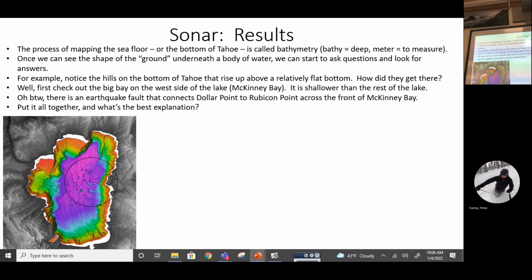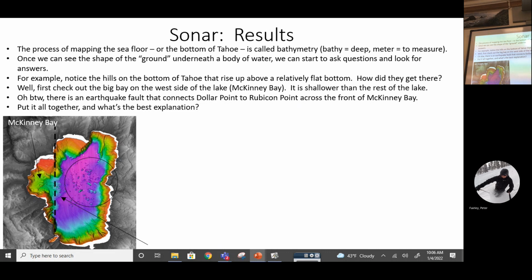Well, what we next noticed was over here we have this big bay. And you've probably driven over on the west shore. This is called McKinney Bay. But do you see how it's pretty much shallower than the rest of the lake? Almost like it's a separate part of the lake, huh? And you also notice that it's all kind of crumpled up over there. Well, it turns out that there is also a fault going right along here called the West Tahoe Fault.